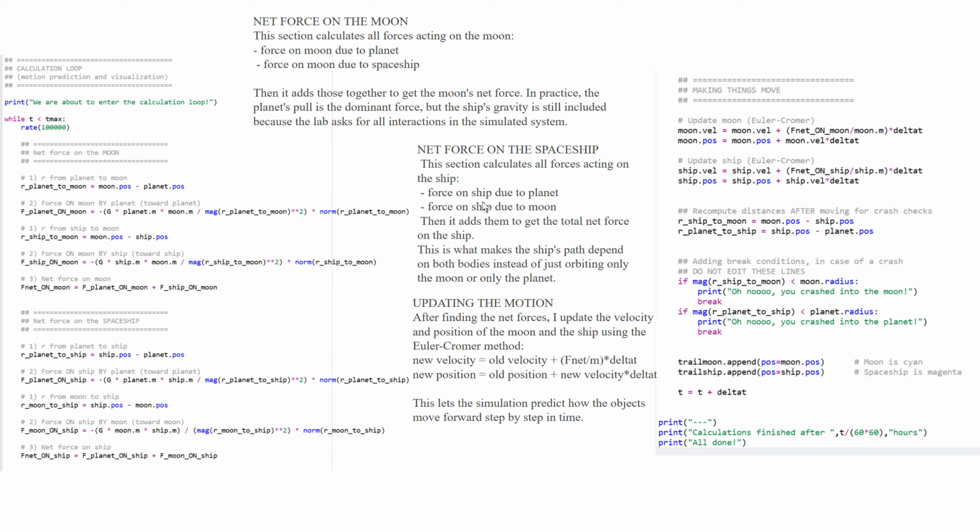This is what makes the ship's path depend on both bodies instead of just orbiting only the moon or only the planet. Then, updating the motion after finding the net forces, I update the velocity using the Euler-Cromer method. Here are the new position and new velocity updates that I use. And then I let the simulation predict how the objects move forward at every time step.